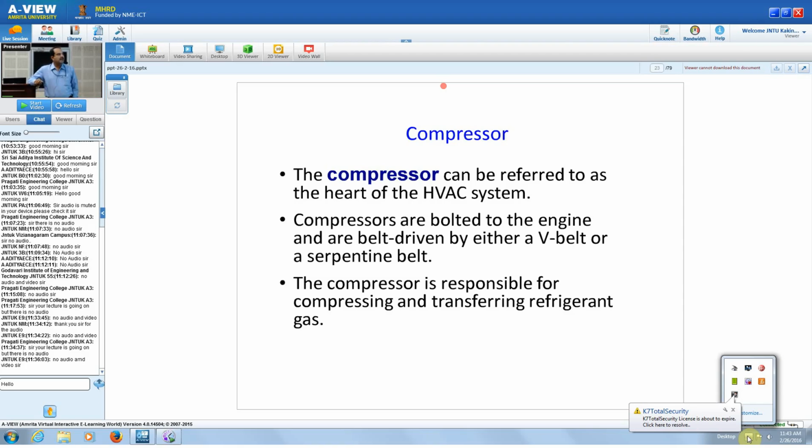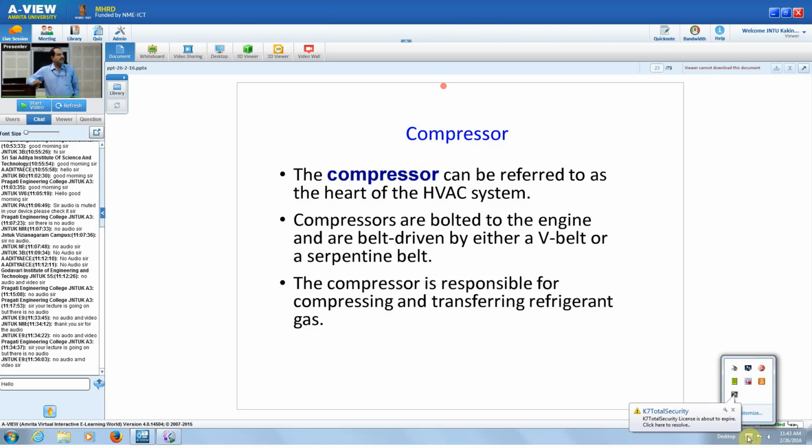The compressors are bolted to the engine and are belt driven by either a V-belt or a serpentine belt. I think to run the compressor, maybe an electrical motor, and through that maybe by the V-belt, or maybe any other means we can run the compressor.